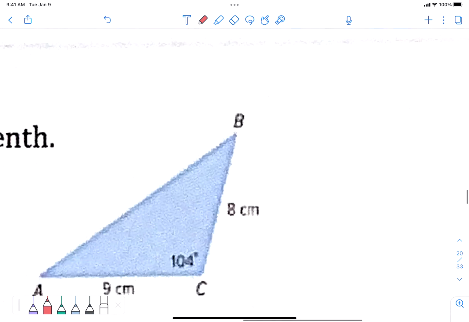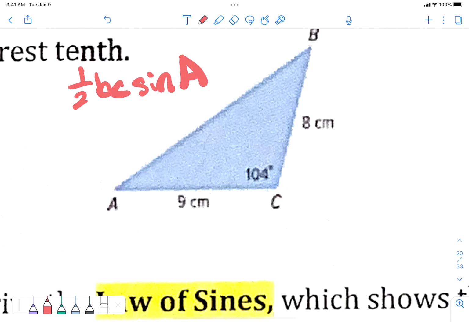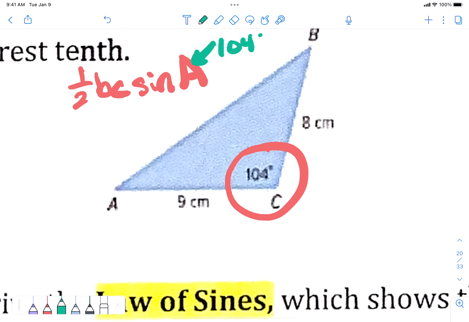So when we go down here to solve this, we have 1/2 BC sine of A, except A isn't the angle that I'm looking at, right? We don't know that angle. The only angle that I know is C, but it doesn't matter that it's called C. We just put the angle in right here. This is going to be my 104 degrees.